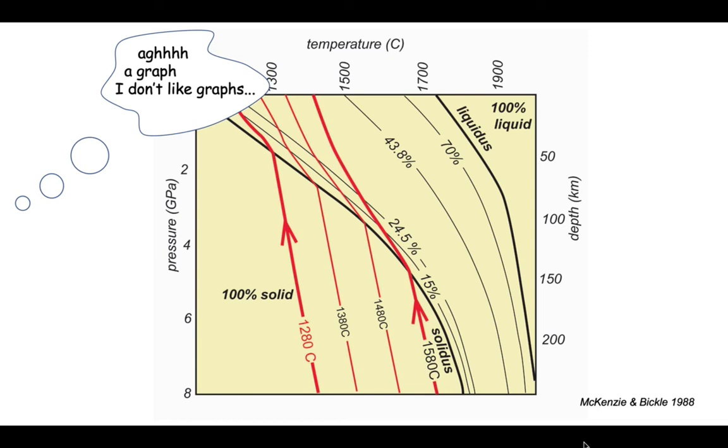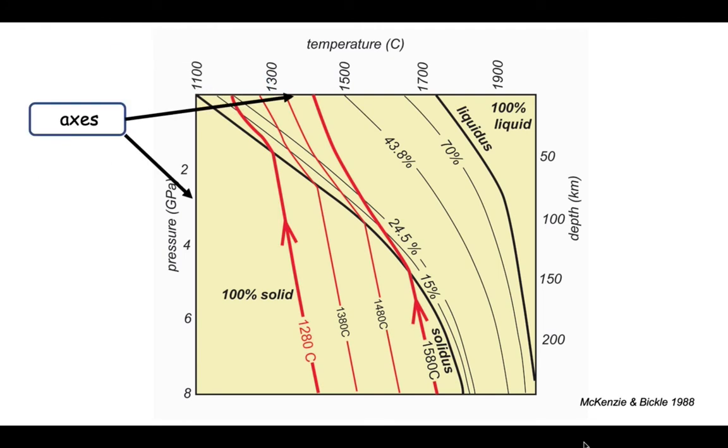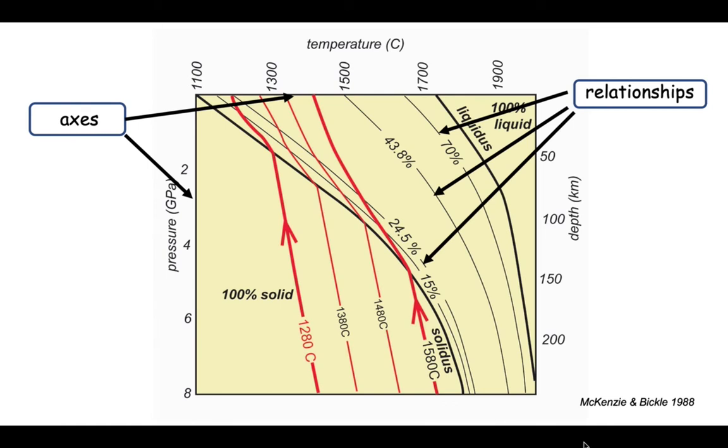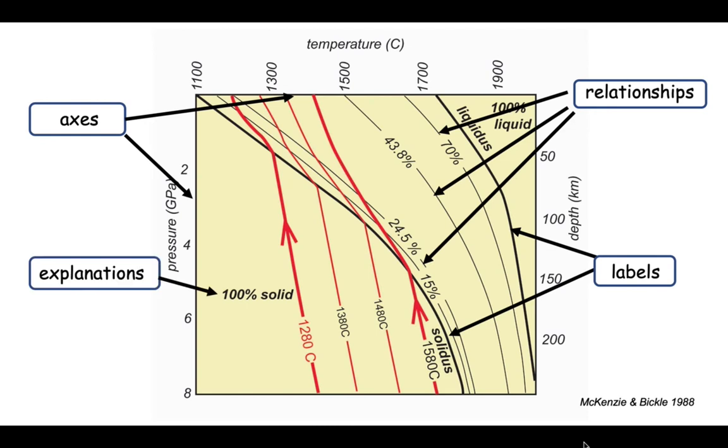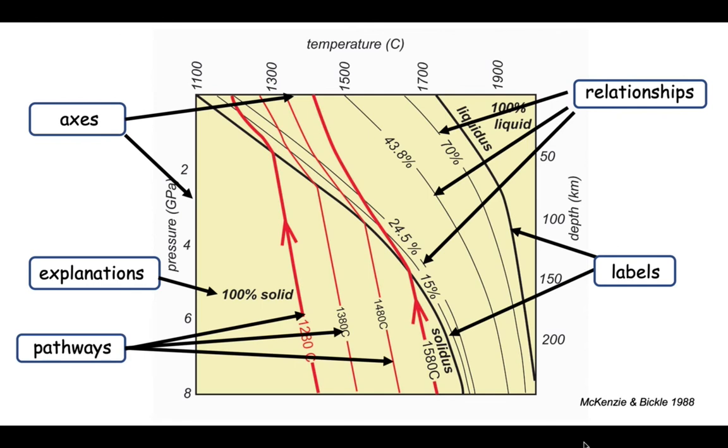Let's see how complicated it is first of all. There are the axes, in this case temperature and pressure or depth. There are the relationships shown on the graph, in this case melt proportions or melt fractions generated through the melting process. There are the labels on two important surfaces on here, the solidus and liquidus. There are the explanations as to what they mean. There are the pathways that rocks take through this diagram. And then of course there's the credit to the diagram itself, McKenzie and Bickle 1988. So there's an awful lot to get out of this diagram.